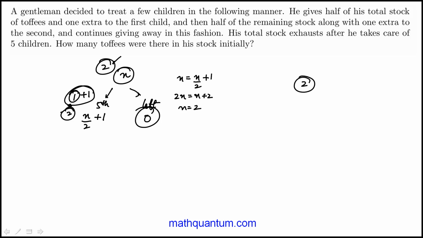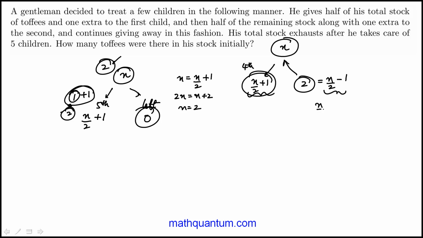So the 2 is the leftover, and again, if this is n, this person gets n over 2 plus 1. This is the fourth child, and that quantity is n over 2 minus 1. And you'll see, because these two add up to the original n, that means n over 2 is 3, n is 6. So this is the sixth pile, and then we're doing the same thing.